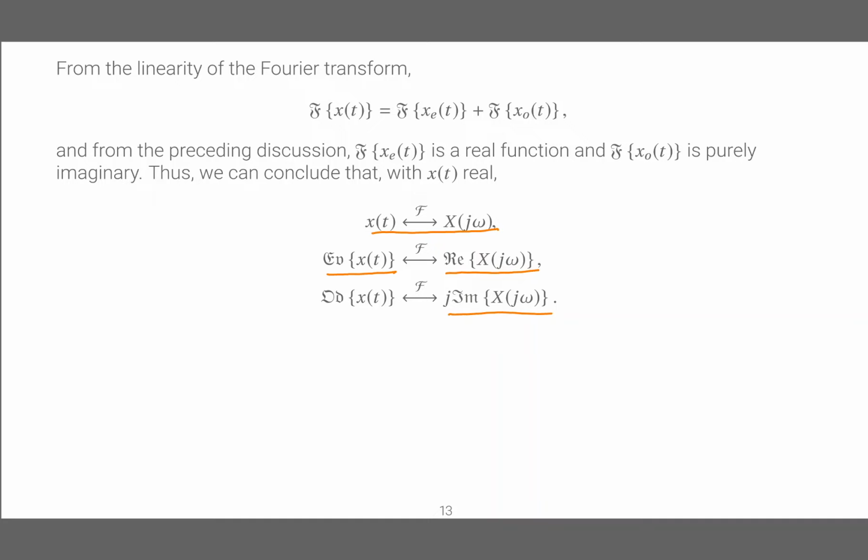Because we know that the Fourier transform of the even part of x(t) must be a real function, that's why this must be purely imaginary.